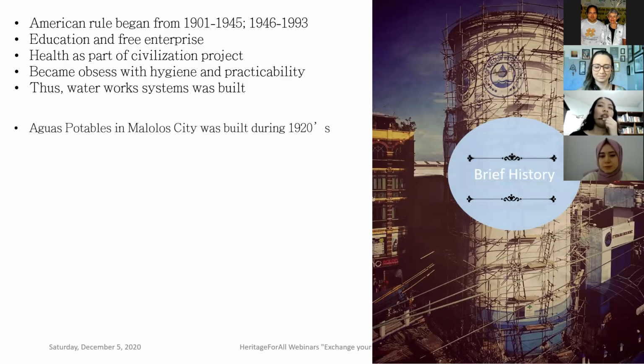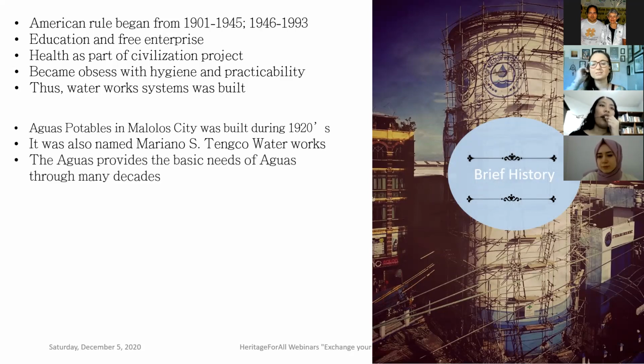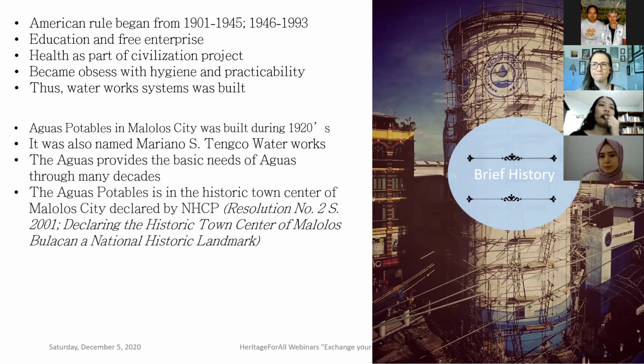So let's talk about the history of Aguas Potables. It was built in the 1920s. It is also named the Mariano S. Tenco Waterworks. The Aguas Potables provided water through many decades, and it is part of the historic town center of Malolos City, declared by the National Historical Commission of the Philippines, Resolution 2, Series of 2001.